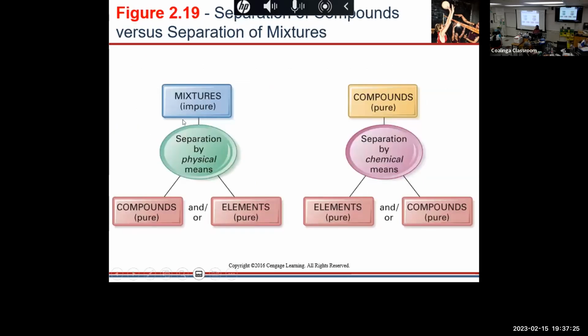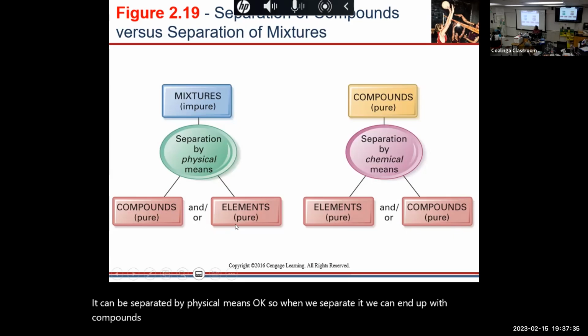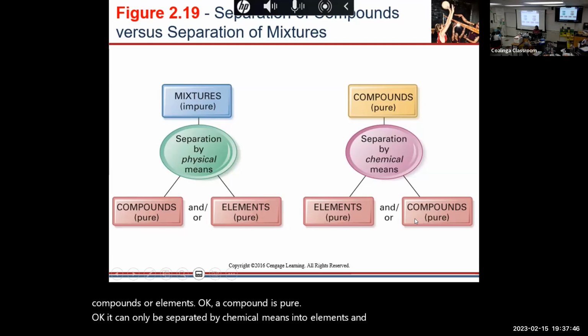So a mixture is impure. It can be separated by physical means. When we separate it, we can end up with compounds and/or elements. A compound is pure. It can only be separated by chemical means into elements and other compounds.